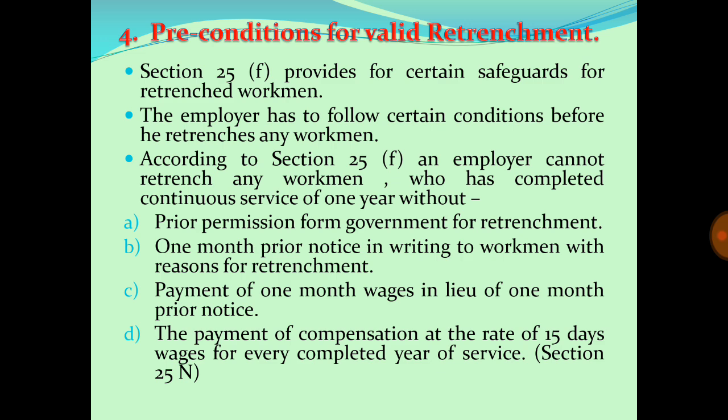Firstly, the employer must obtain permission from the government to retrench the workman. When the government gives the permission, then it is the responsibility of the employer to give 1 month's prior notice to the workman who is going to be retrenched. But where the employer wants to terminate service immediately without giving 1 month's prior notice, then it is the responsibility of the employer to give 1 month's extra wages to that workman at the time of retrenchment.